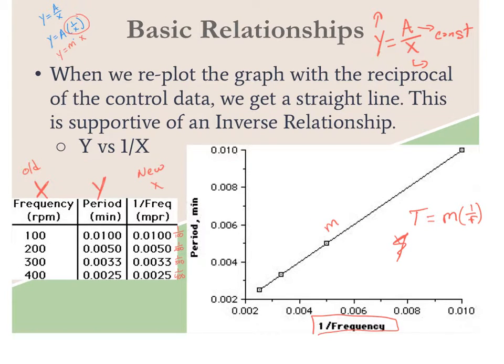So our first graph, it looked like an inverse relationship, right? It was that kind of downward trending curve. But by regraphing it in this way, if we get a linear relationship by graphing period versus 1 over frequency, and it gives us a linear relationship, that's a strong piece of evidence that it is actually an inverse relationship.